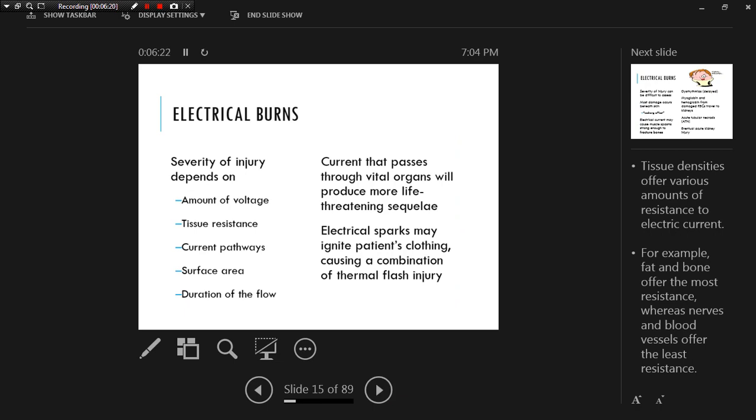So we need to remember with electrical burns, the severity of the injury is going to depend on the amount of voltage, the tissue resistance. Obviously, bones are going to have more resistance than the blood vessels or the nerves. The current pathways, the surface area, and the duration of the flow. So current that passes through vital organs like our heart is going to produce more life-threatening sequelae with electrical burns. And in some cases, the electrical sparks may ignite patients' clothing, causing a thermal injury as well.